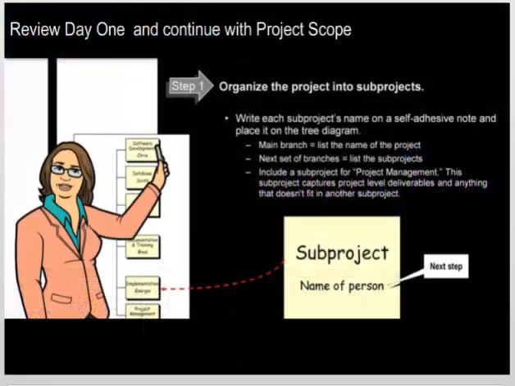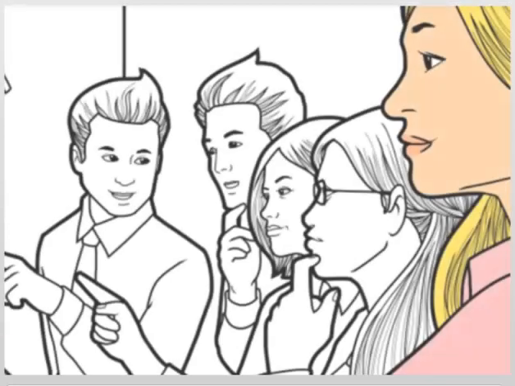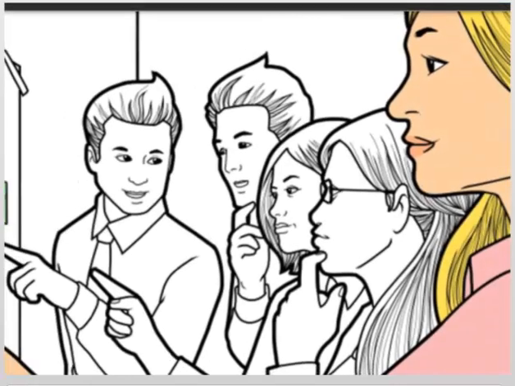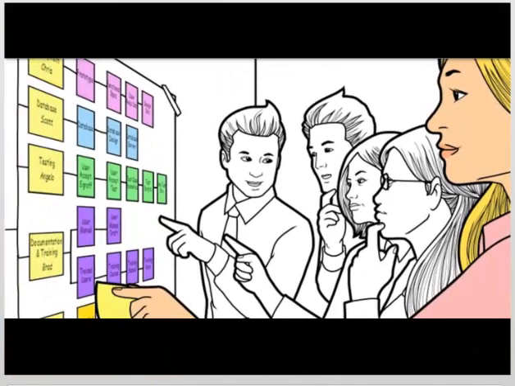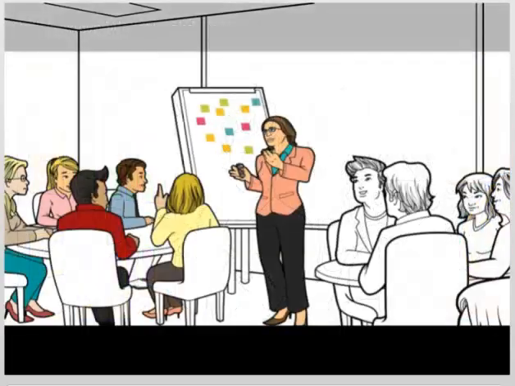After a short review of what we covered in Day 1, we continue with project scope and move on to discuss how to organize or break down project work and determine accountability. Application of knowledge is a critical part of our workshop, so participants practice by creating a collaborative work breakdown structure using their case study. We then move on to risk assessment.